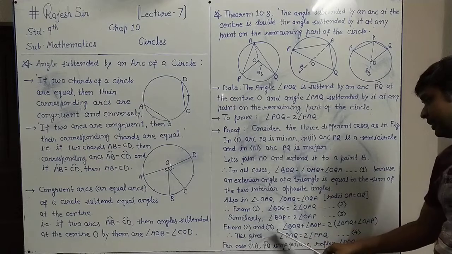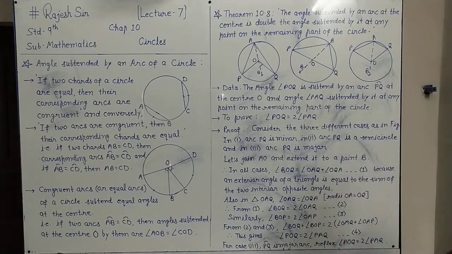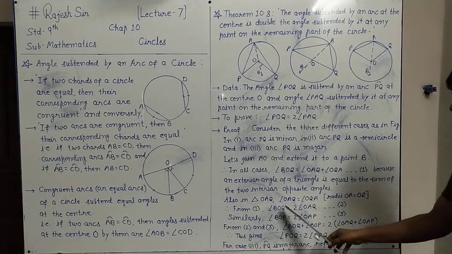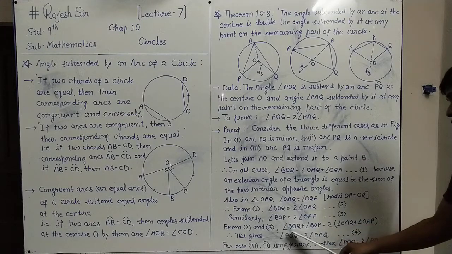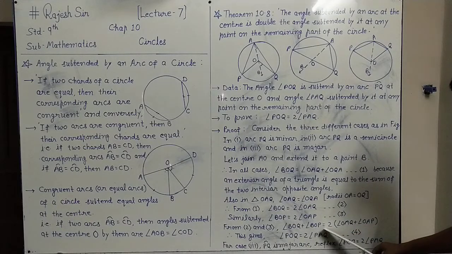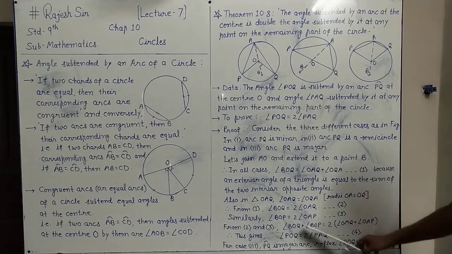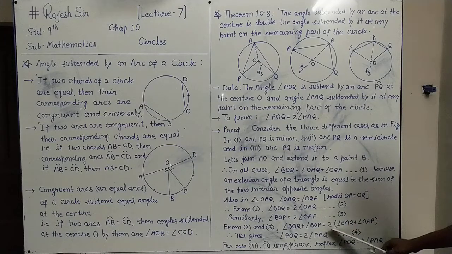Now simply add result 2 and 3. From 2 and 3 we have added. The addition of the left side is angle BOQ plus angle BOP equals, on the right side, 2 is common in both. So we have taken this common, and in the bracket angle OAQ plus angle OAP.